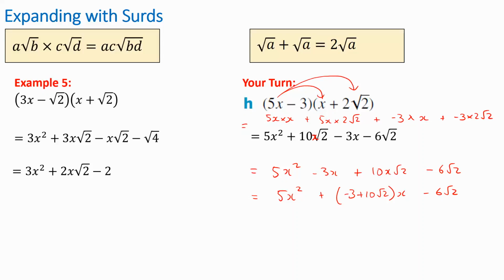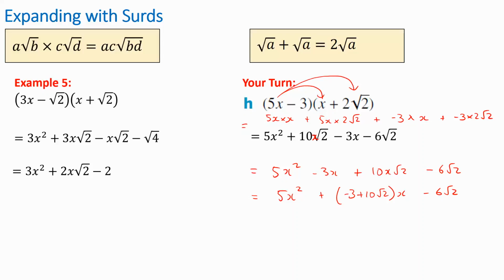So this is right. This is right. So you did 5x times x, which is correct. And then -3 times 2 root 2 is correct. Now 5x times that is 10 root 2x, that's correct. And then -3 times x is -3x, true. But now you've got negative 3 of these x's, and you've got 10 root 2 of these x's. So, how many x's do you have? You've got 10 root 2 minus 3 of these x's.